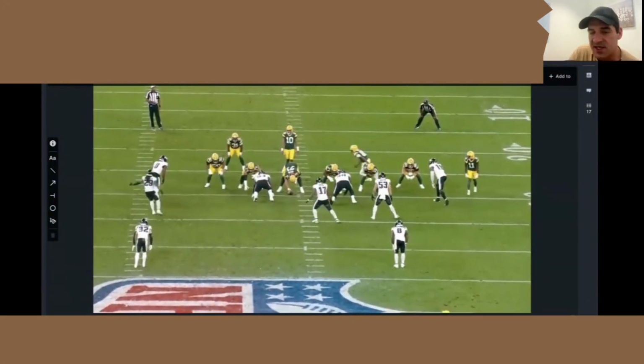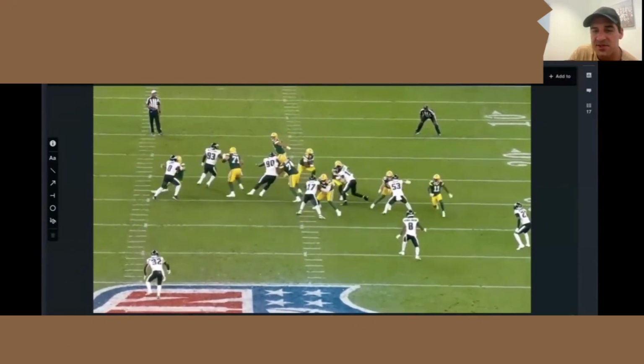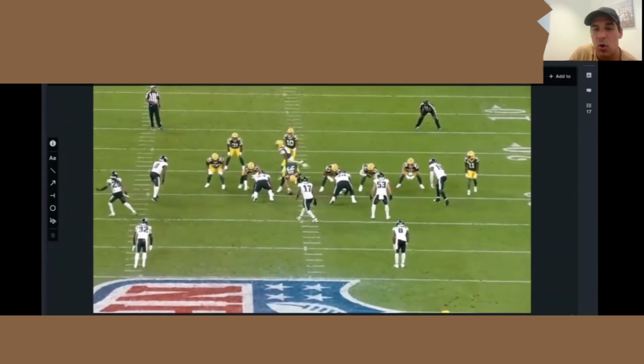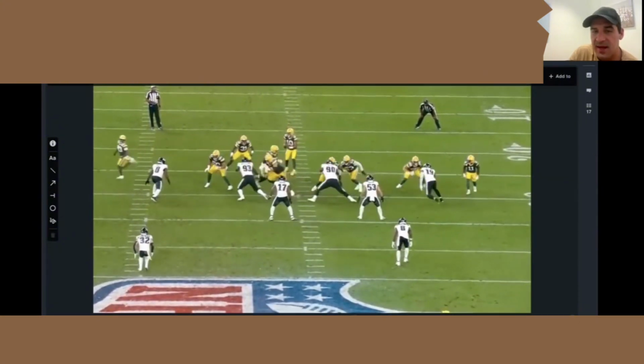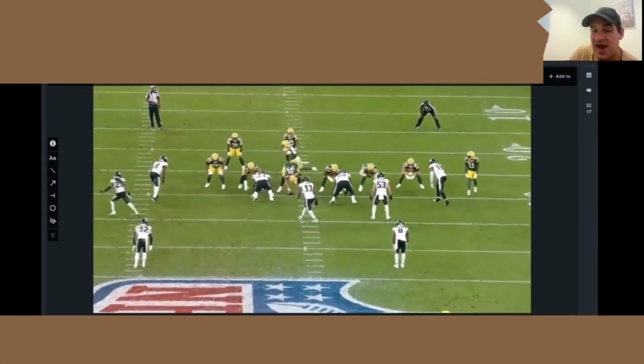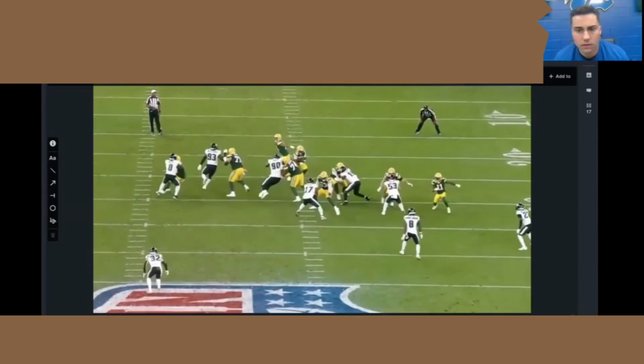All right. I want you to watch Nakobe Dean here because this is just a guy who really understands gap integrity, right? His probably natural tendency or natural desire here is to scrape over the top of all this. But you can see Jordan Davis is taking that A gap. That means Nakobe Dean has that B gap. He has to dig himself in there. See how he fights to stay in it?